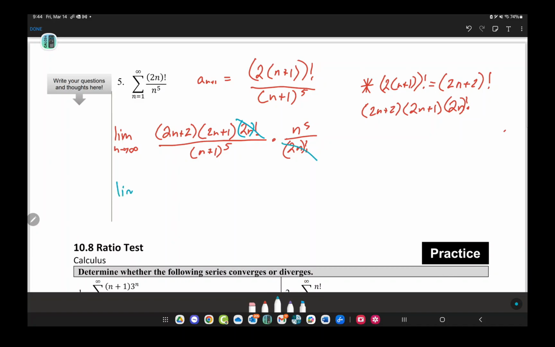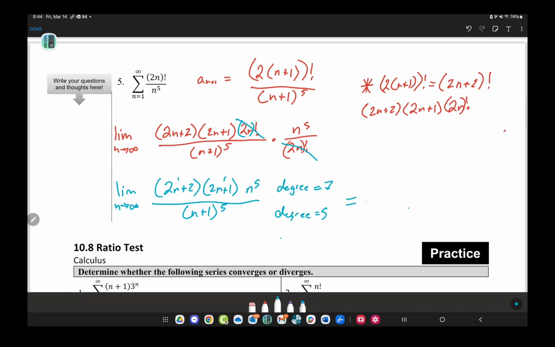So I have the limit as n goes to infinity. You don't have to multiply this through. 2n plus 2 times 2n plus 1 times n to the 5th over n plus 1 to the 5th. What is the degree in your numerator? Oh, 7 over 5. Yeah, 7, and your denominator degree is 5, right? Now, what happens when the degree of your numerator is greater? It goes to infinity, which is greater than 1, so this diverges.